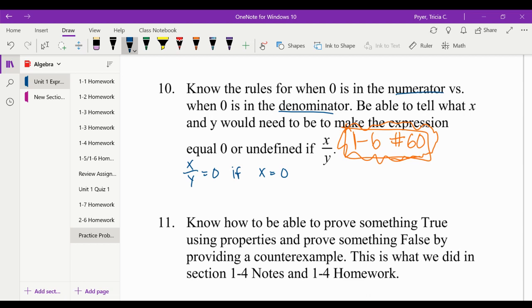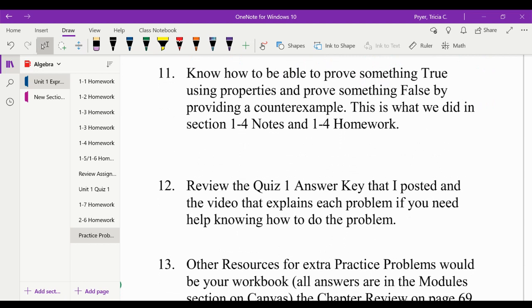But what cannot happen is y cannot be equal to 0, because if y was equal to 0, then it's undefined. So that brings me to the next point. If x over y is undefined, then the only thing that has to happen is that y is equal to 0. It doesn't even matter what x is. It really doesn't, because the y as 0 will overpower anything. Okay?